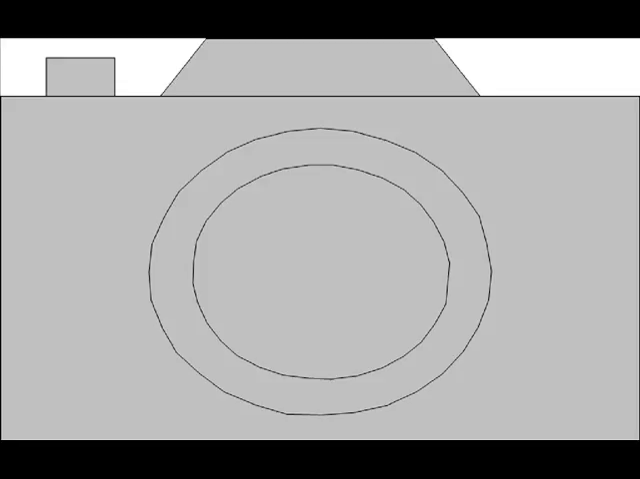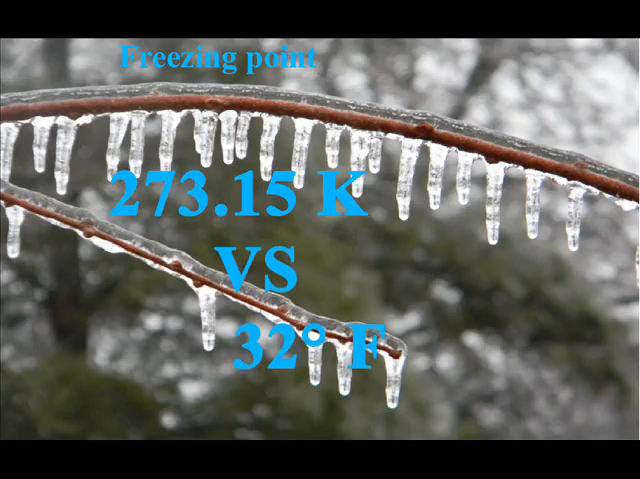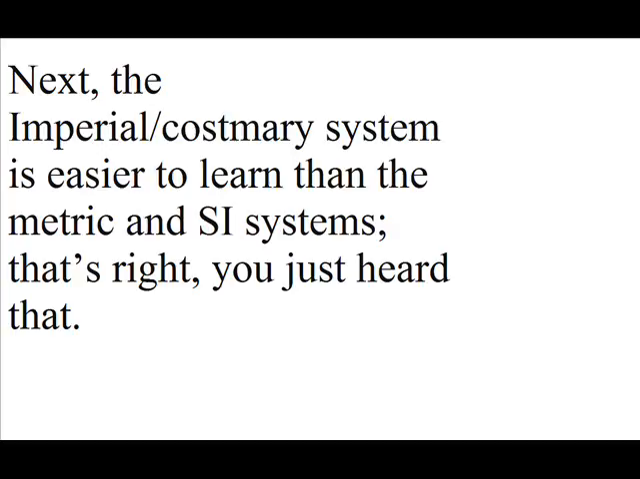You get the picture? That was a pun, folks, laugh here. With Celsius and Kelvin, you have just wasted more than 50 degrees, all of which could have been put to very good use. With Kelvin, you need 3 plus digits when Fahrenheit needs only 2 or even 1. Example, freezing point, 273.15 Kelvin versus 32 degrees Fahrenheit.